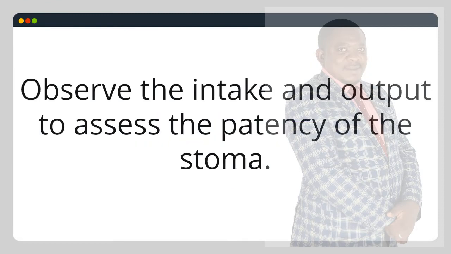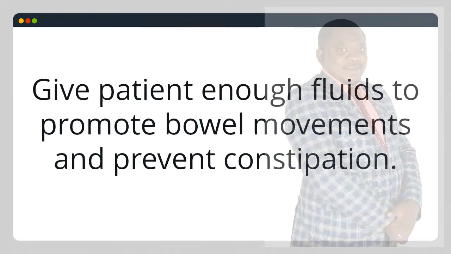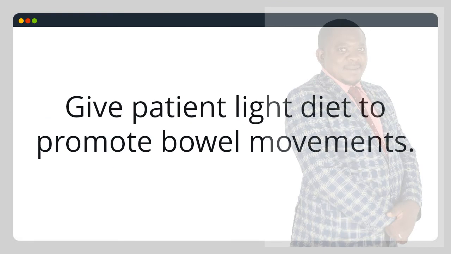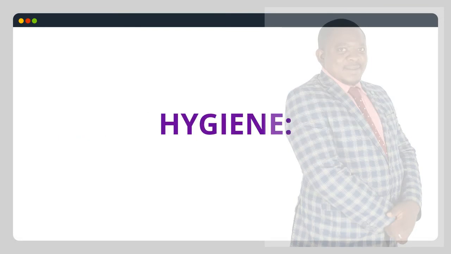Elimination. Observe the intake and output to assess the patency of the stoma. Observe the color, consistency, and amount of stool to assess if there is any complication. Give the patient enough fluids to promote bowel movements and prevent constipation. Give the patient a light diet to promote bowel movements. Empty the colostomy bag every time it is half full to prevent spillage.